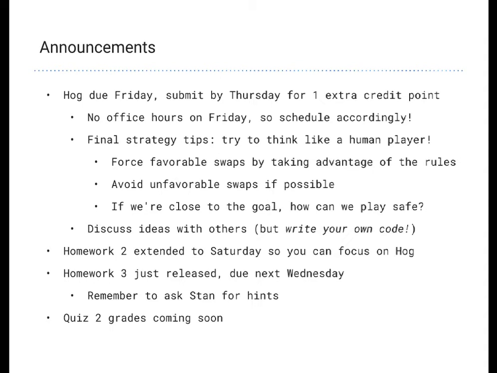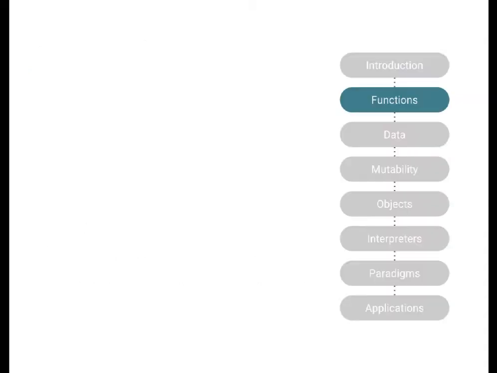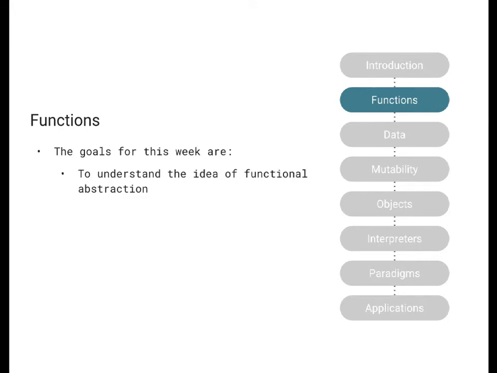All right, cool. Now on to actual content. So this week, we're talking about functions. And the goals for this week were to understand functional abstraction, which is to treat a function as a black box, to say, I don't really care about how this function is implemented, but rather how it works.